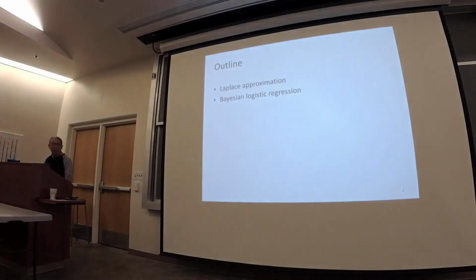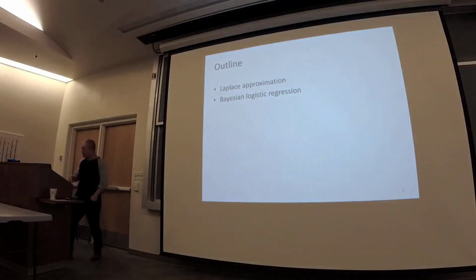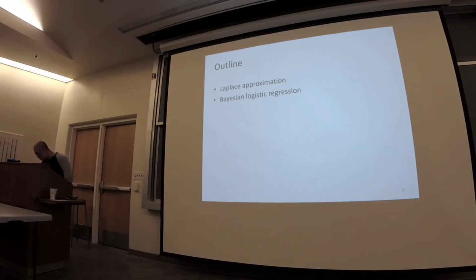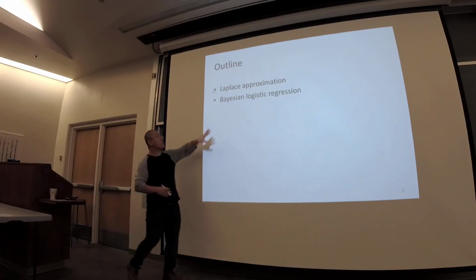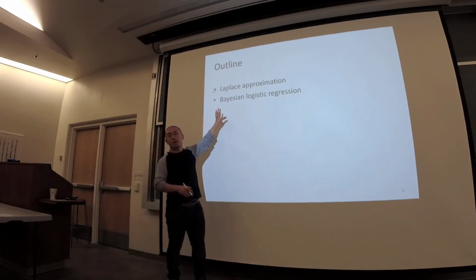So now let us look at the first type, the easiest approximate inference approach. It's called the Laplace approximation. Although it's very straightforward, it turns out to be very effective. So let's see what the idea of the Laplace approximation is. Here's the outline. We're going to first introduce what the Laplace approximation is and the general scheme for it. Then we'll use Bayesian logistic regression as an example.